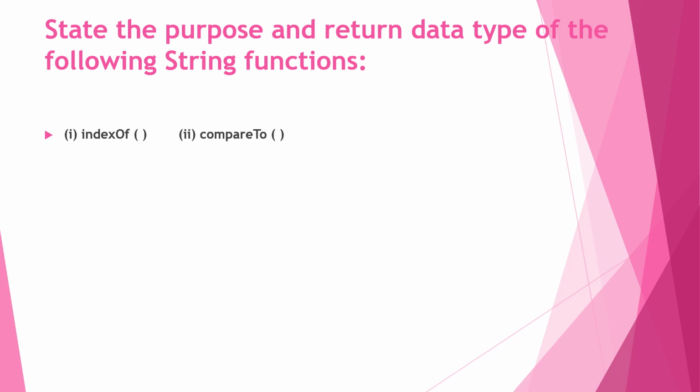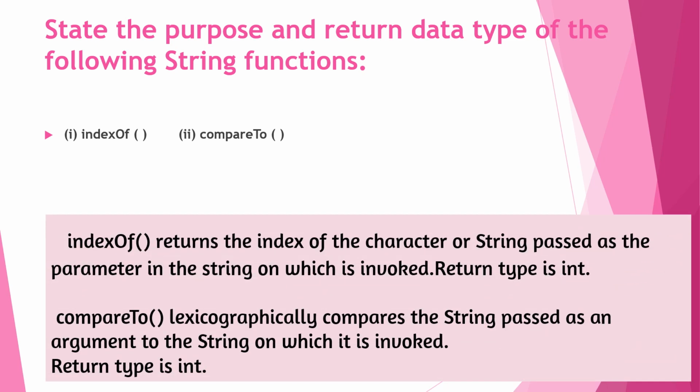Now state the purpose and return type of the following string functions: indexOf and compareTo. Here we can see indexOf returns the index of the first occurrence of the string passed as the parameter, and the return type is int. And compareTo lexicographically compares the string passed as an argument to the string. We have discussed both functions in the previous video. Those who haven't seen the video, please click the link given at the back.